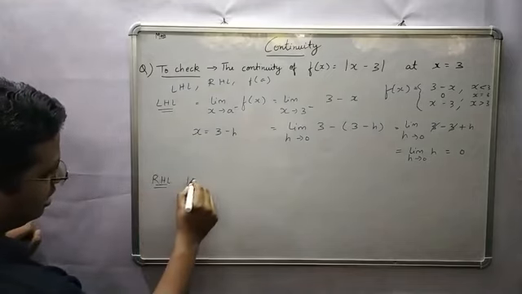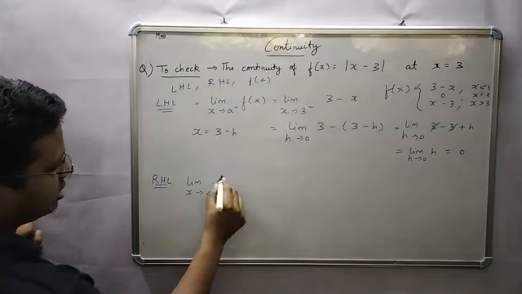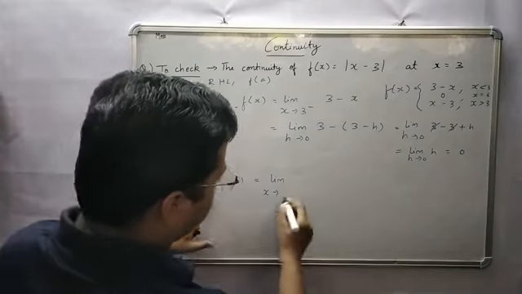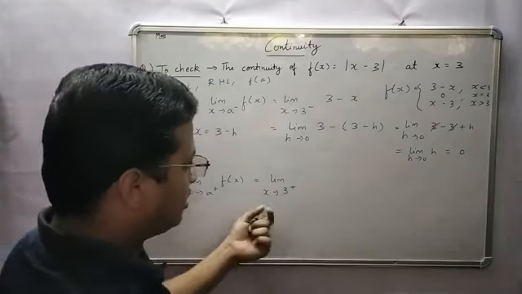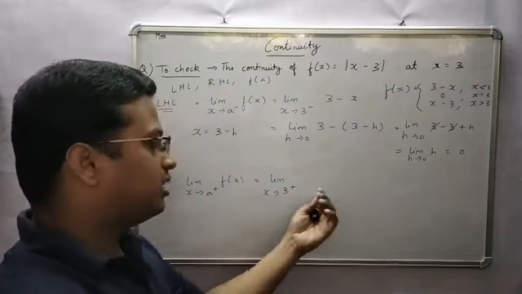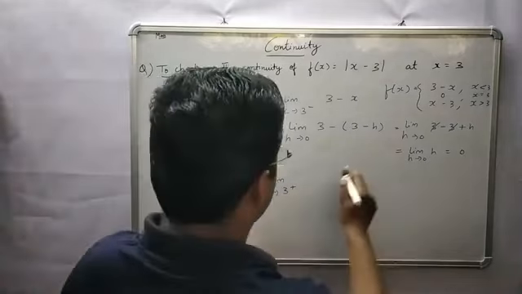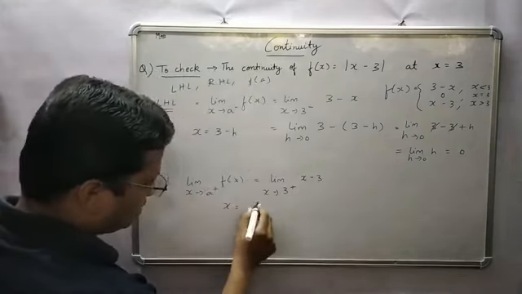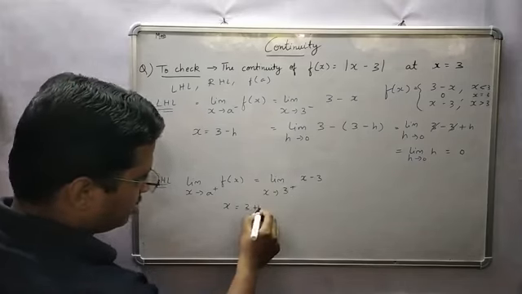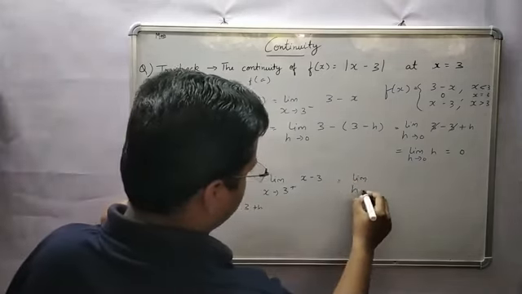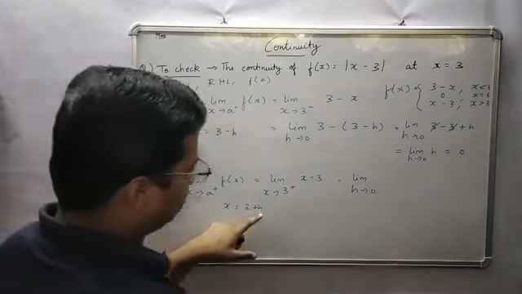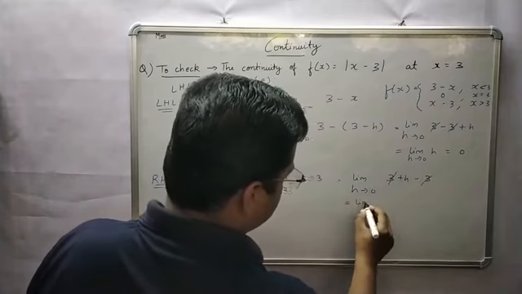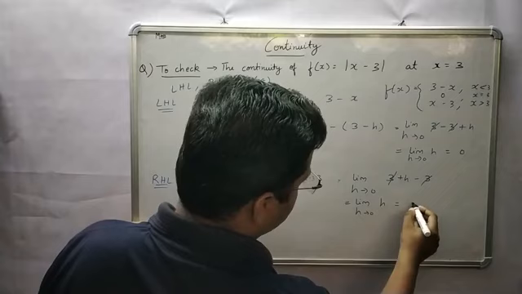Similarly, RHL, limit x tends to a plus f of x. So limit x tends to 3 plus, and if x is to the right of 3, that means x is greater than 3. So we have to use this function x minus 3. Now while solving RHL, we substitute x is equal to point plus h. So this becomes limit h tends to 0, replace x with 3 plus h, so 3 plus h minus 3. So this also becomes limit h tends to 0, h, which is also 0.